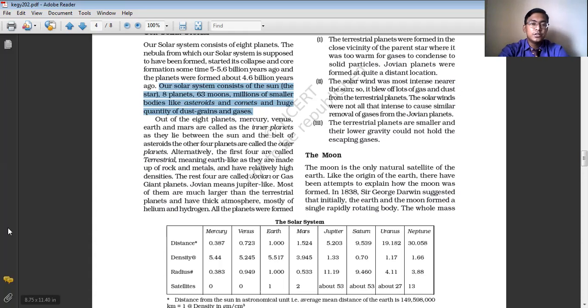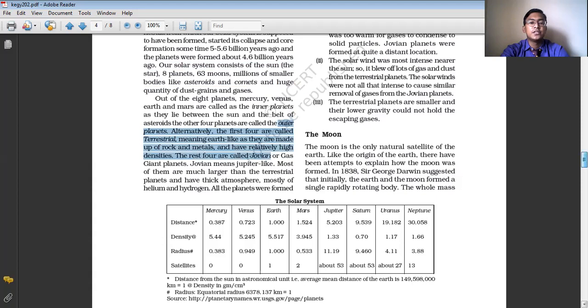These 8 major planets along with the moons have been categorized into two different categories. They have been subdivided into two different groups: the terrestrial planets or the inner planets, and the outer planets, which are also known as the Jovian planets. So what is the main difference between the terrestrial and the Jovian planets?